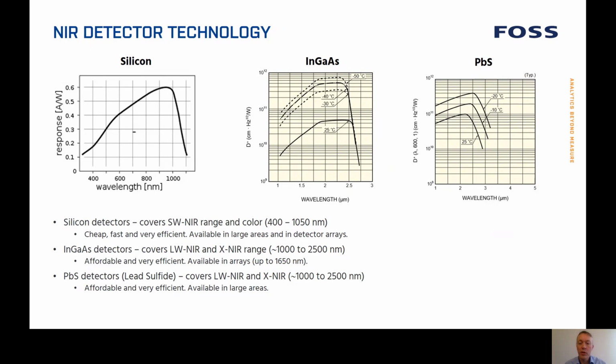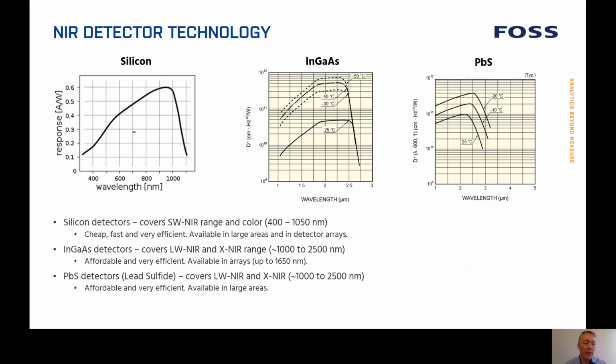As a final topic of this part of the webinar, let's just have a short look at the detector technologies relevant for NIR spectroscopy. In practical use, there are mainly three relevant detector materials, as shown here. The main difference is the wavelength coverage, the shapes and the sizes available. Silicon detectors cover the shortwave NIR range and the color range. They're cheap, they're fast, and they're very efficient. They are available in both small and large areas and also in detector arrays for DDA spectrometers.